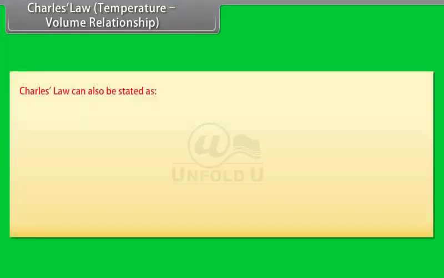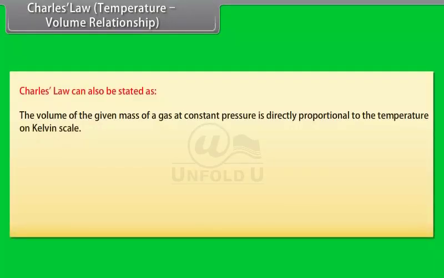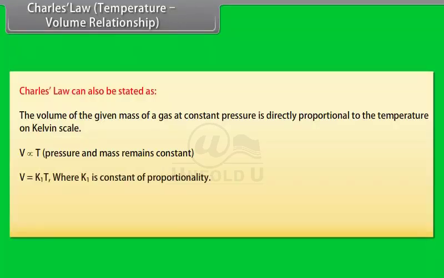Charles' law can also be stated as: the volume of the given mass of a gas at constant pressure is directly proportional to the temperature on the Kelvin scale. Volume is directly proportional to the temperature at constant pressure and mass. V is equal to K1 T, where K1 is the constant of proportionality.